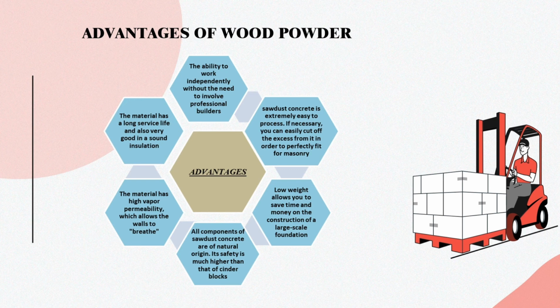All components of sawdust concrete are of natural origins. Its safety is much higher than that of cinder blocks. The material has high vapor permeability, which allows the walls to breathe. Finally, the material has a long service life and also very good sound insulation.